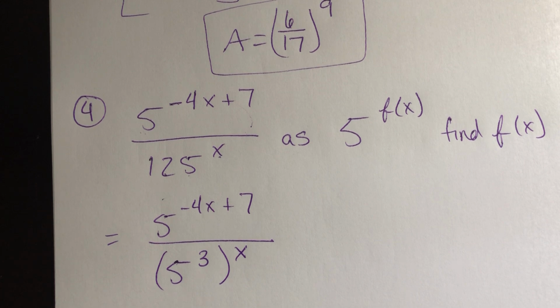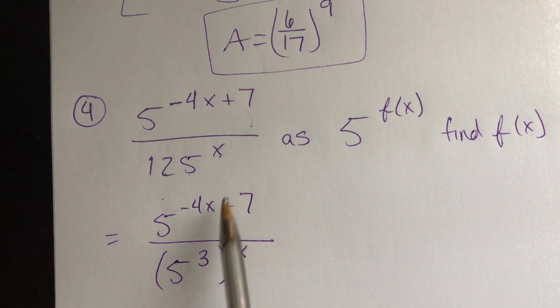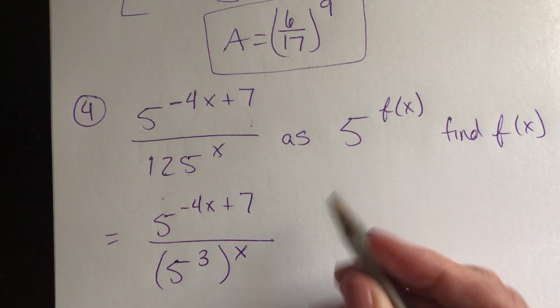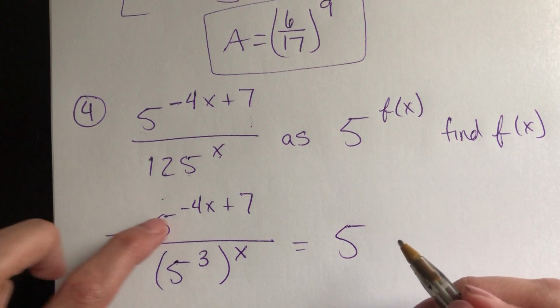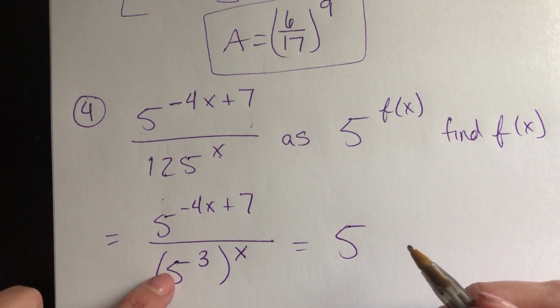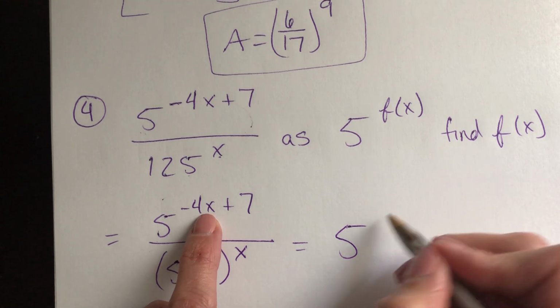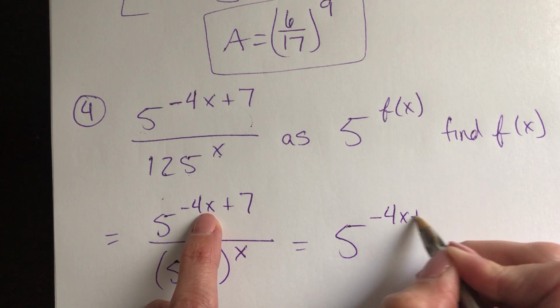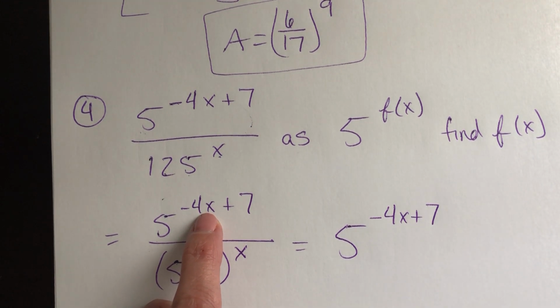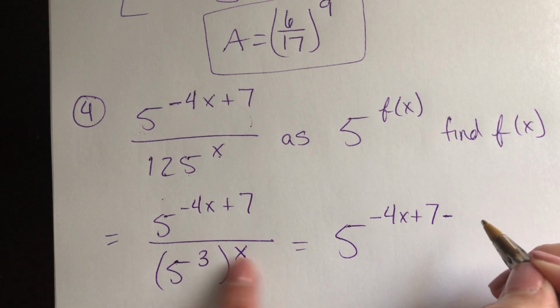All right, so now I have the same basis, so now I can use my exponent rules. This is division. I'm dividing bases. When you're dividing bases, you subtract exponents. So I can rewrite that as a single base, just a base of 5, since they're like bases. And then I'm going to say negative 4x plus 3 minus this exponent.